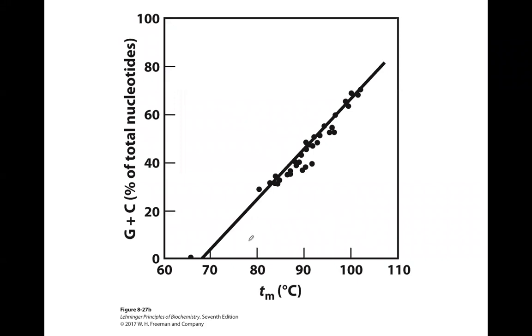And so here you can see this is the GC content, right? As the GC content increases, the melting temperature increases as well. And you can see here, for example, when you have 30% GC content, Tm is 80 degrees Celsius. When you have 70%, it's over 100.